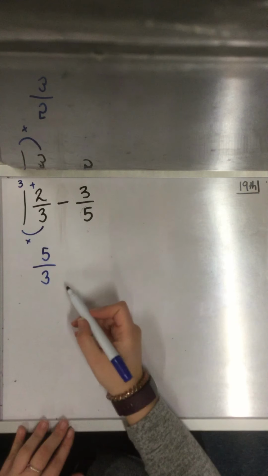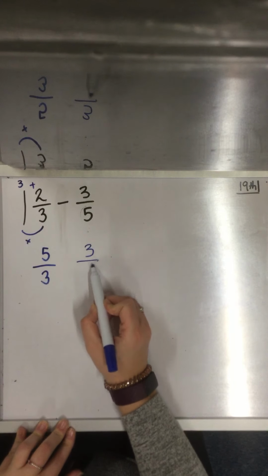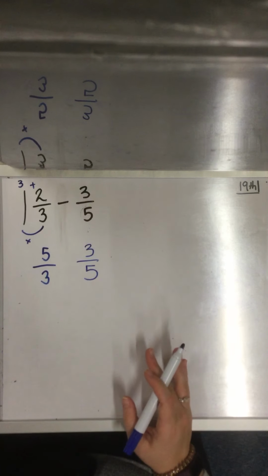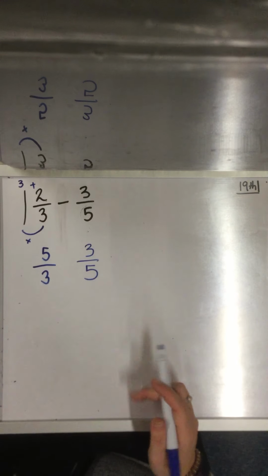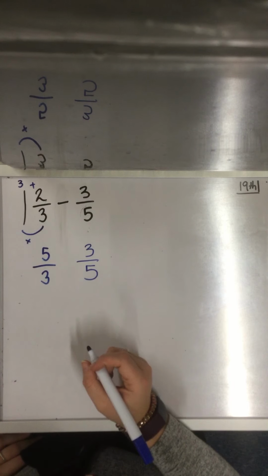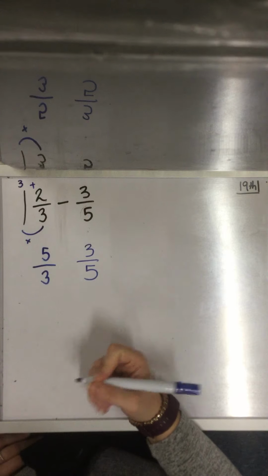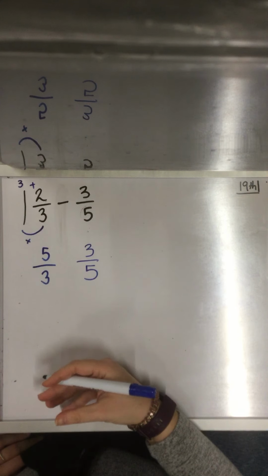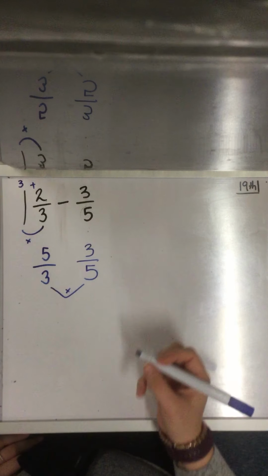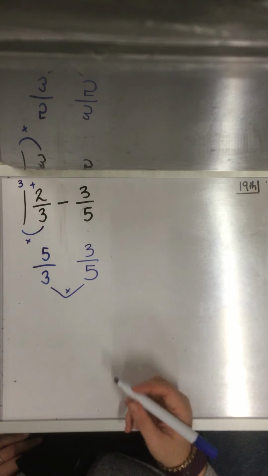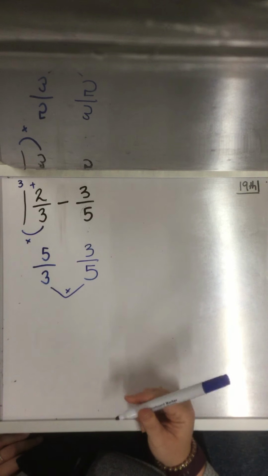So we've now got 5 over 3, and my 3/5, I'm just going to keep the same for now. I don't have to do anything to that proper fraction. That's nice and simple, 3/5. So I now have to work on getting the same denominator. So there are, again, just like yesterday, different methods. We can multiply these together. Equally, we can think about our multiples.